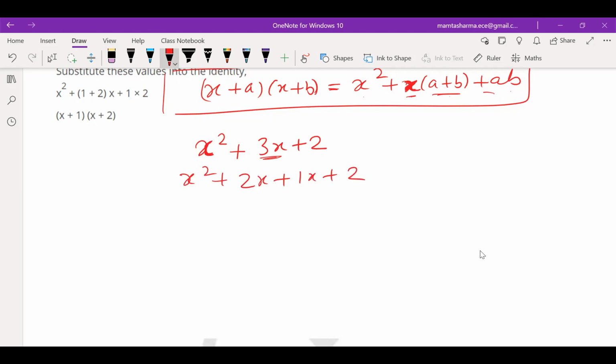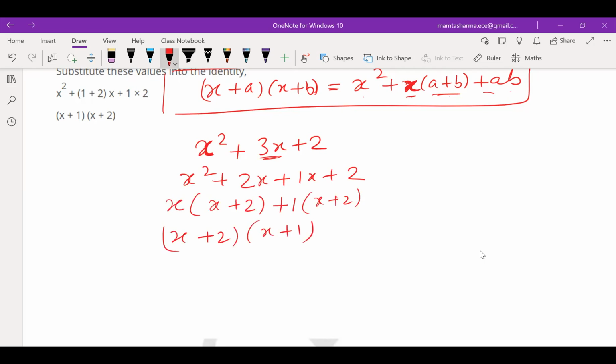Then we have to take x in common. Then x plus 2 we'll get, and on this side, if we take 1 again, we get x plus 2. So we'll get x plus 2, x plus 1. Yes, this method is correct.